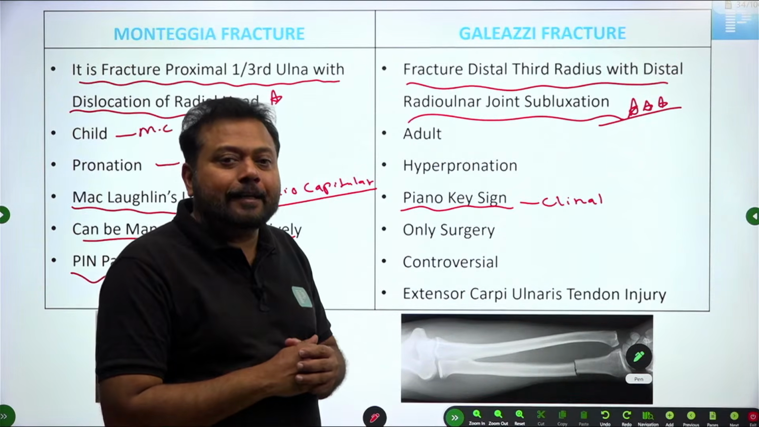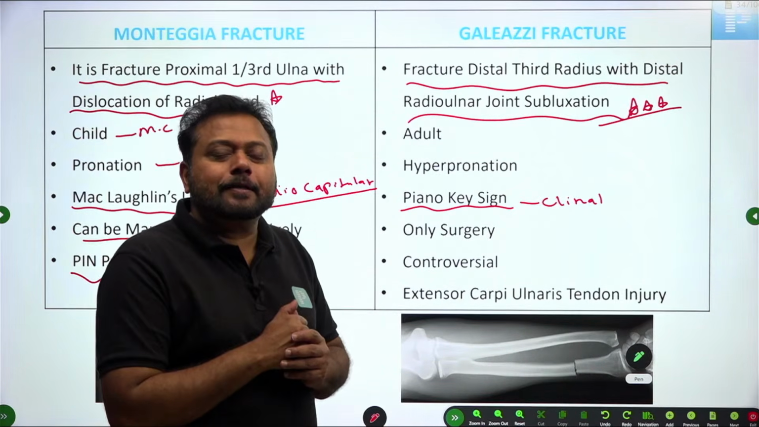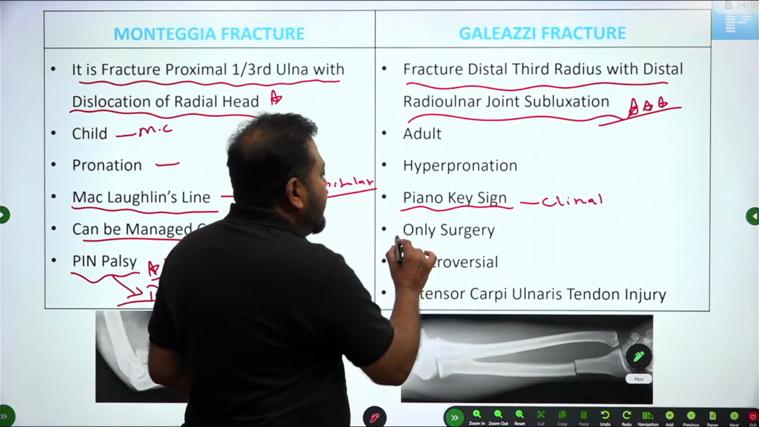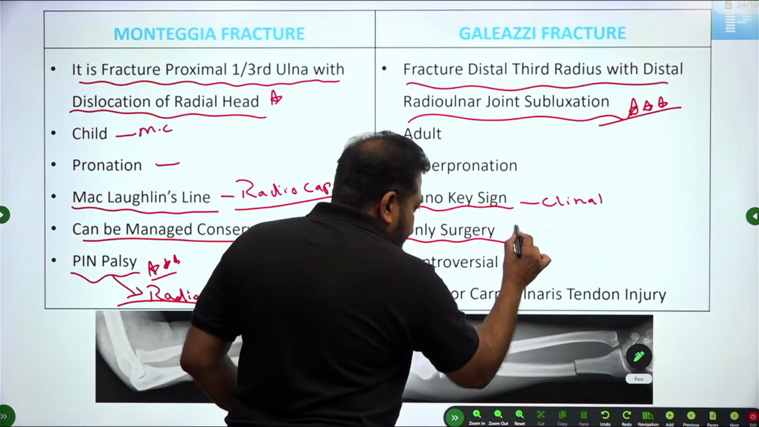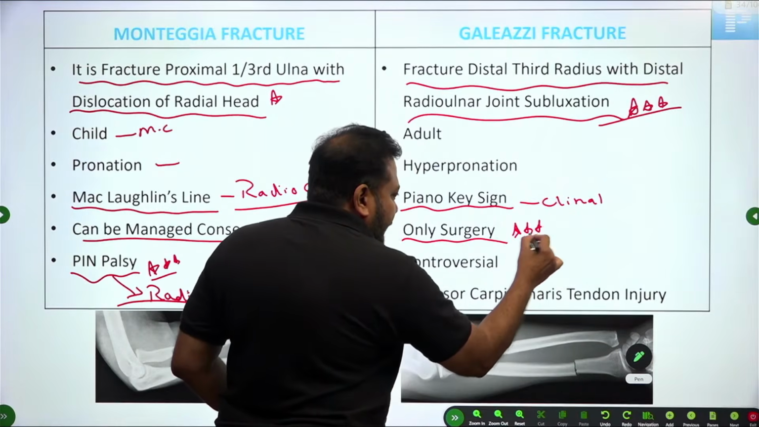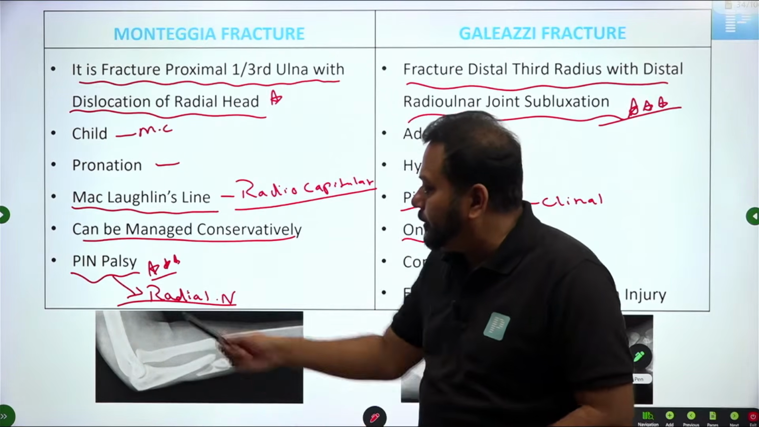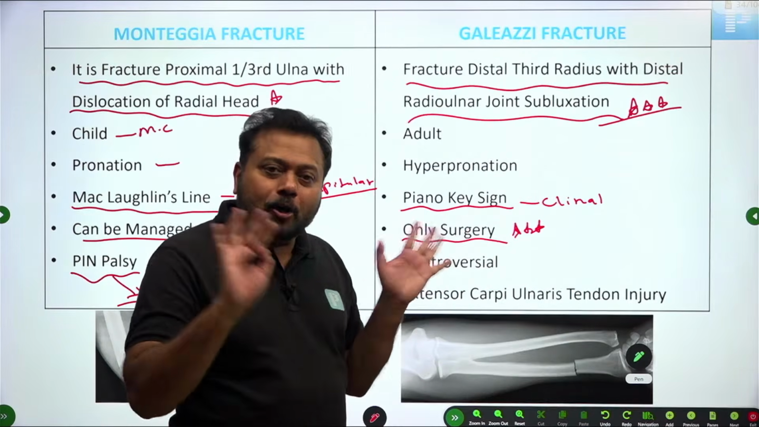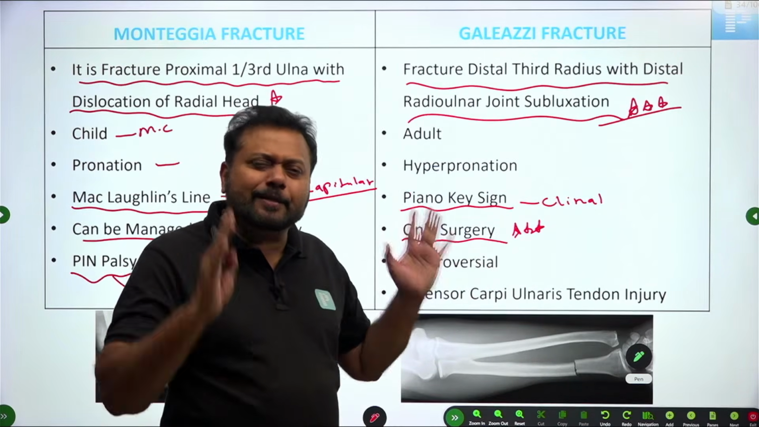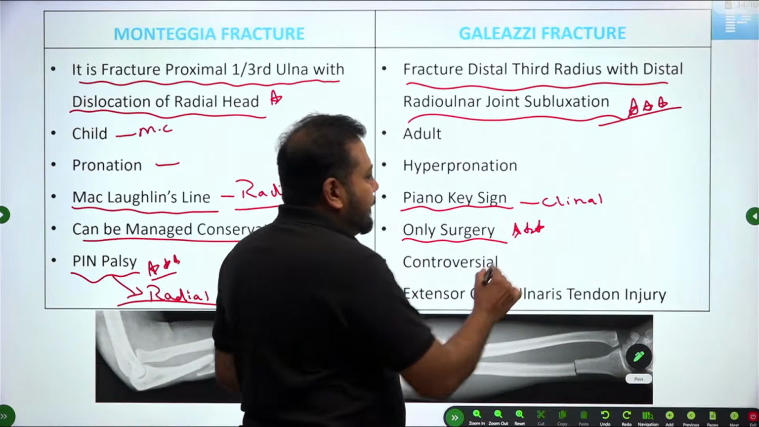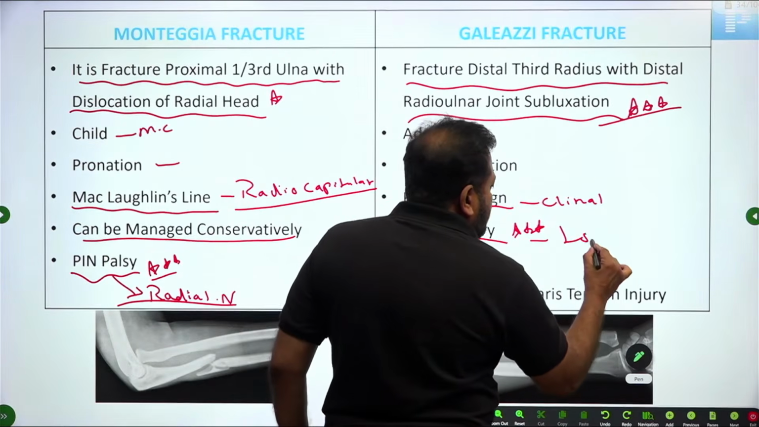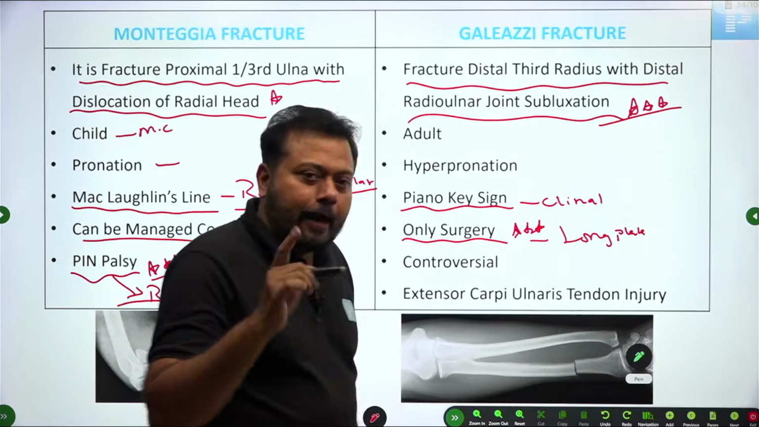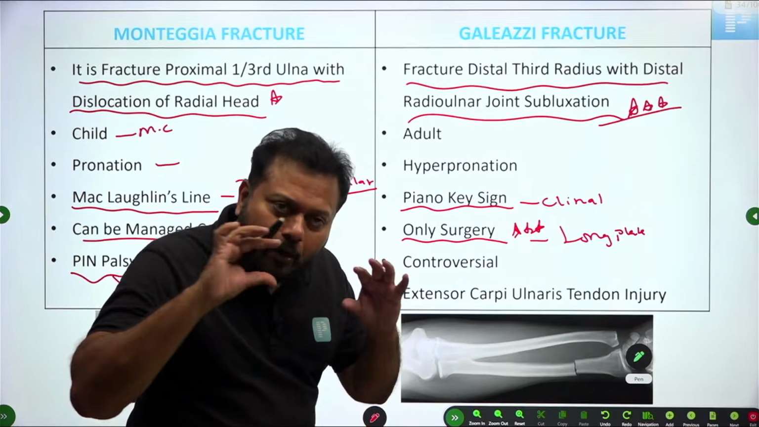Why is it called fracture of necessity? 100% surgery is necessary. The only treatment is surgery. You cannot manage conservatively. Monteggia, I said, can be managed conservatively. Galeazzi cannot be managed conservatively, only surgery, and the only treatment is long plate and screw. I will explain the concept why long plate.